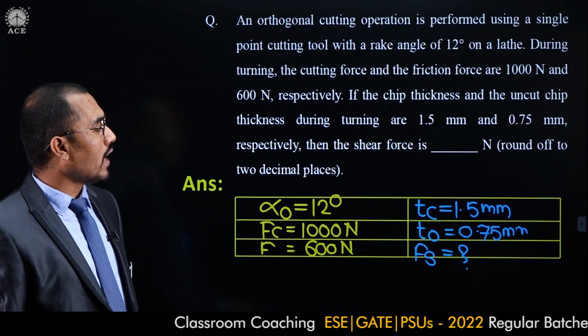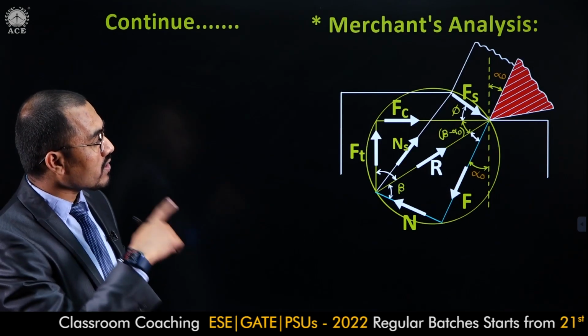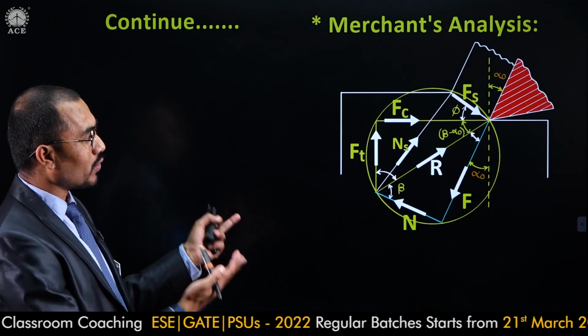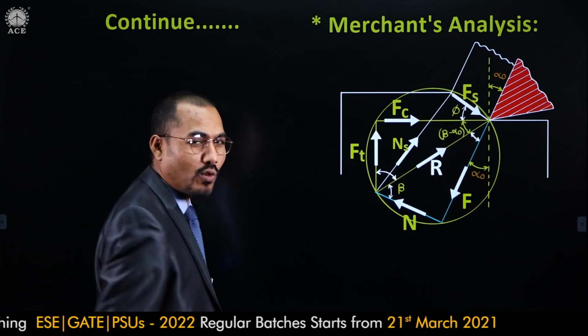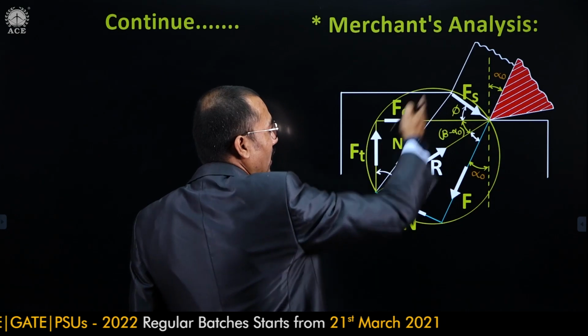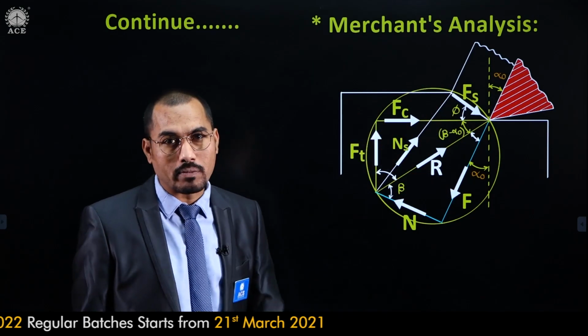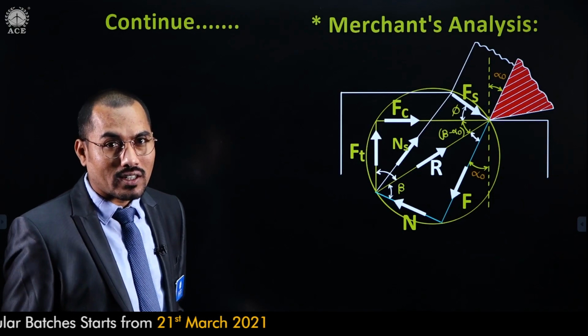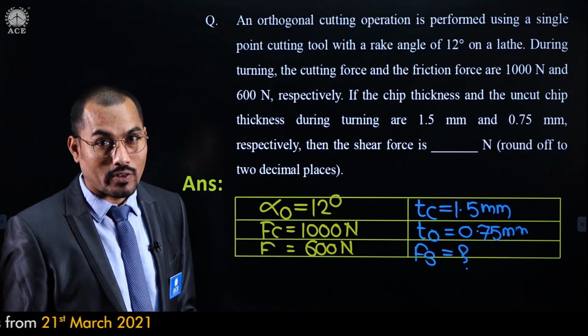Now you go to the Merchant circle diagram. You all know that this is the friction force F, normal to that the normal force. This is the shear force, normal to that the normal to shear force, and the cutting force Fc and thrust force Ft. By that relation, we are interested to calculate shear force Fs.